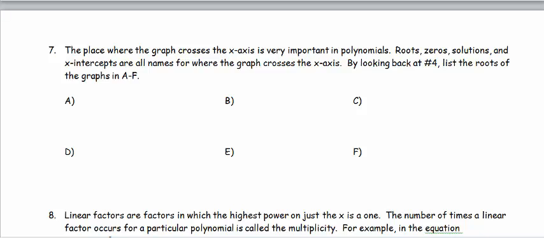As we look at problem 7, we're going to talk about the place where the graph crosses the x-axis. These places where it crosses the x-axis are called either roots, zeros, solutions, or x-intercepts. You may be familiar with many of these different terms that we've used over the years, but any one of them means the same thing. It very simply means, where does the graph cross the x-axis?